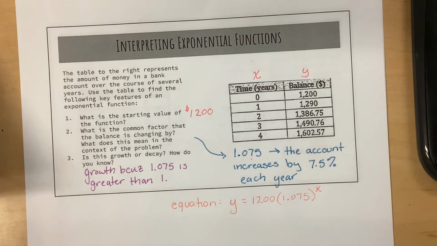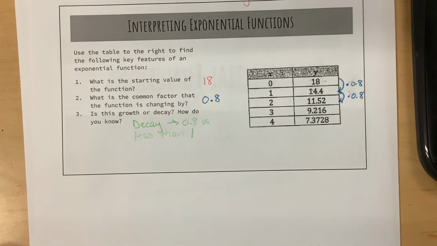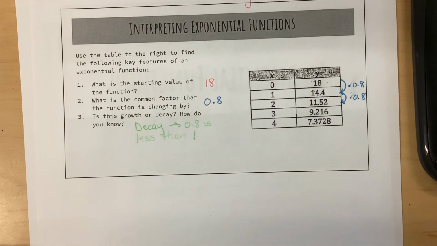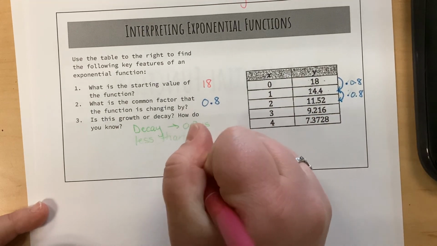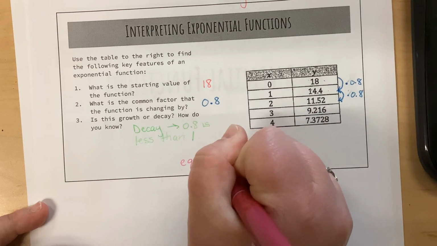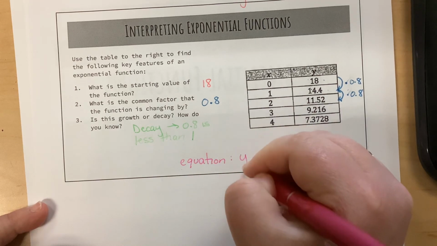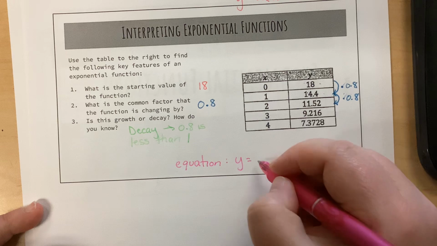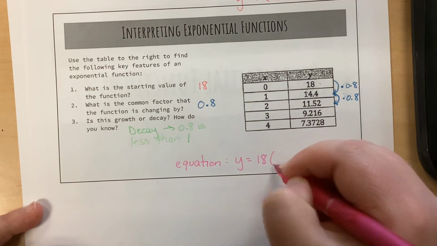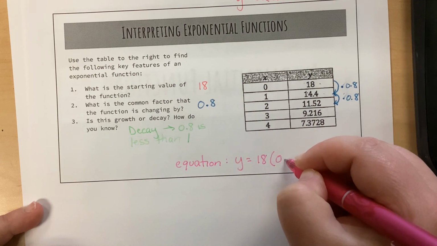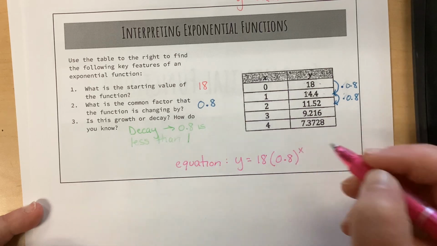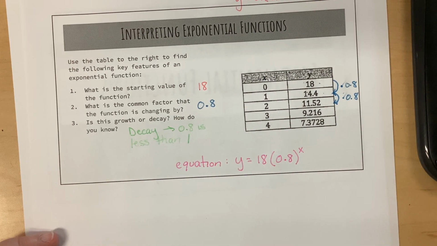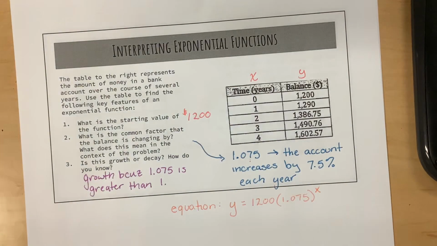Let's go back to the last one and write the equation for this one. Okay, so the equation is y equals, the starting value was 18, times the common factor is 0.8 to the x. And that would be it. That's the equation. All right, let's try another one.